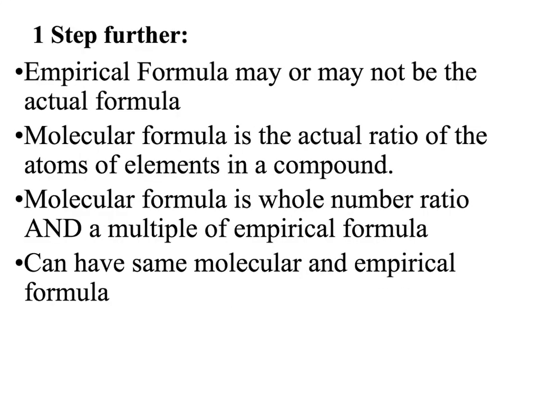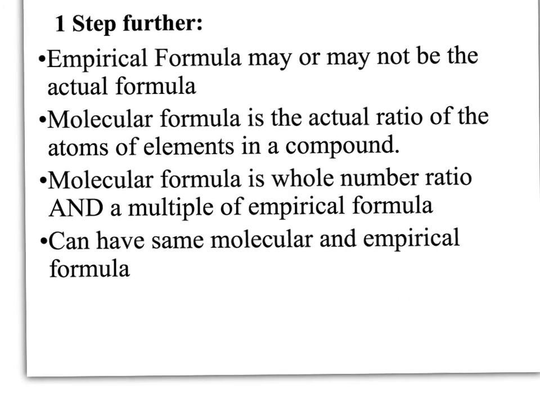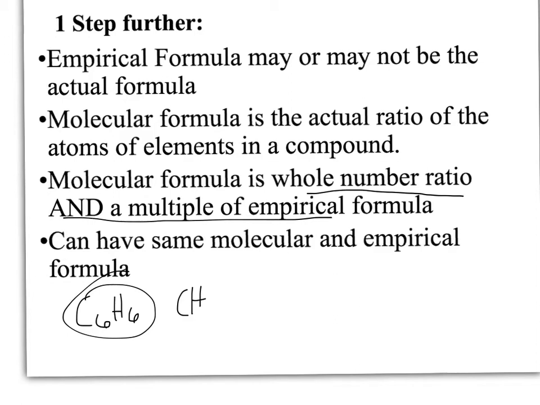Okay, now we're going to take this another step further. The empirical formula may or may not be the actual formula. The molecular formula is the actual ratio. So just like we did those examples earlier where we had C6H6 and then CH. This was the actual formula and this is the empirical. Okay? So we're going to determine the molecular formula. The molecular formula is a whole number ratio and a multiple of the empirical formula. So this one, we would say it's times 6 if we were going this way. So you can, though, have the same empirical and molecular formula. It does happen.